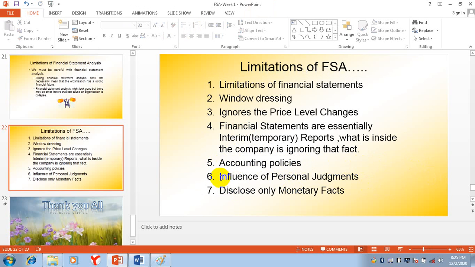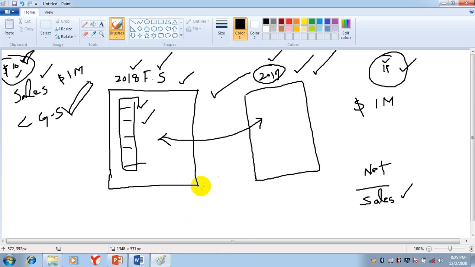The next thing is accounting policies. What does it mean? Sometimes we are using different accounting policies. Like one year, we are using the straight line method. The other year, we are using the declining balance method. So suppose in one year we use the straight line method and the other year we use the declining balance method, still we are comparing these two statements. Because when we are evaluating our performance, we are comparing the 2019 performance with the 2018 performance. So here we used one policy, here we are using another. Still, we are comparing these two years. There will be a big impact of using different policies in different years.